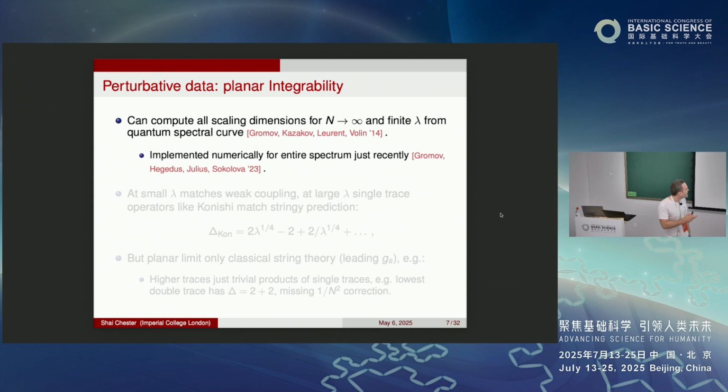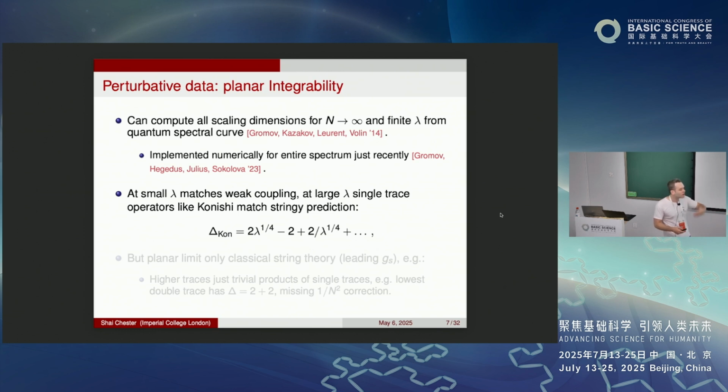And so just recently, we actually finally have the spectrum from integrability. So using the spectrum, you could compute it for any value of lambda you want. At small lambda, it matches the weak coupling from the previous slide. At large lambda, you can get this expansion, which matches expectations from string theory for basically some kind of spinning string solution. But the limitation, as I keep emphasizing, is that this is really only the planar limit. So in the bulk, this is only telling you about classical string theory, which would be leading in string coupling. It doesn't tell you anything about the quantum string.